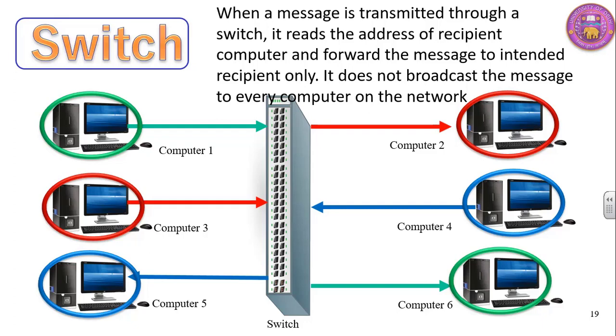So what is the basic difference between these two devices, hub and switch? Both are used for networking and basically they are used in star topology. A hub does not read the address, it broadcasts the message to all the computers, whereas a switch reads the address and sends the message only to the recipient computer. In this way, it reduces the network traffic.